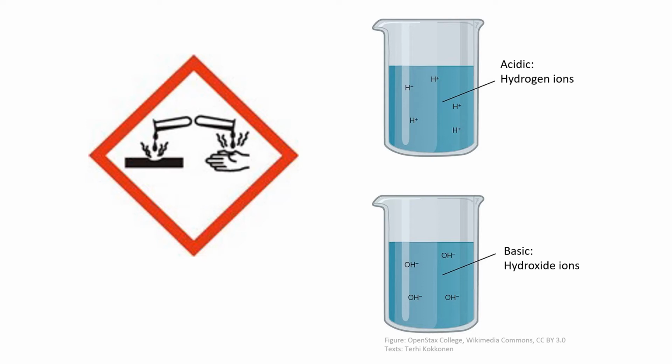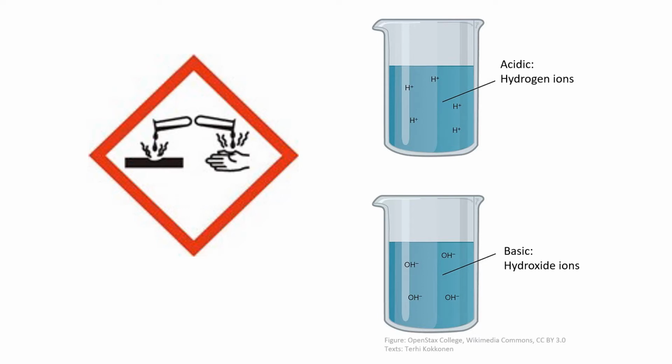A solution with a high number of hydrogen ions is acidic and has a low pH value. These hydrogen ions disrupt the proteins and lipids in our body. Burns from acids tend to be felt right away.